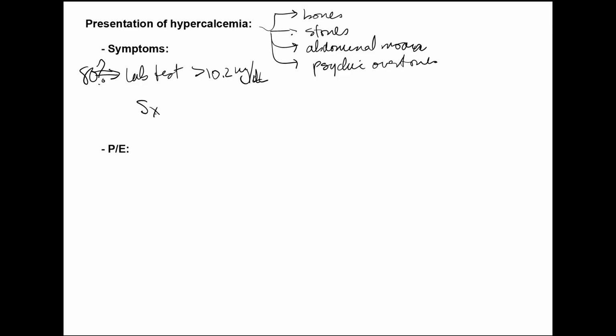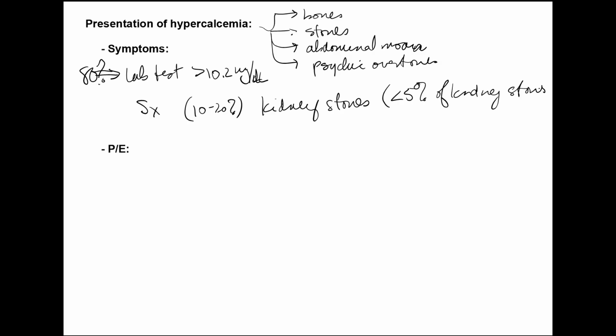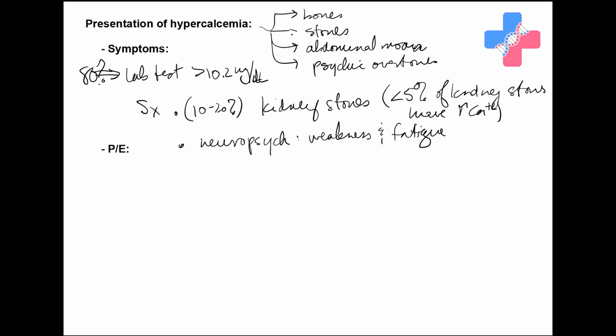With symptomatic presentations, the most common cause, 10 to 20%, will be kidney stones. So while hypercalcemia is associated with kidney stones, note that less than 5% of kidney stones have hypercalcemia. The next commonest set of symptoms are neuropsychiatric, and these mostly consist of weakness and fatigue. GI complaints include pain, which is moving and vague, nausea and vomiting, and constipation.